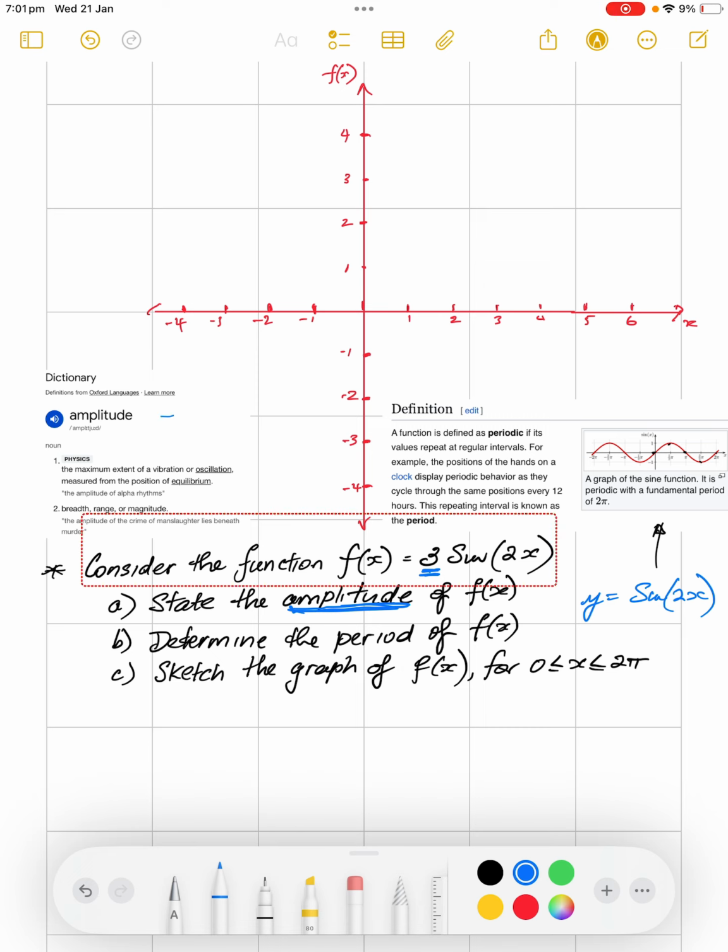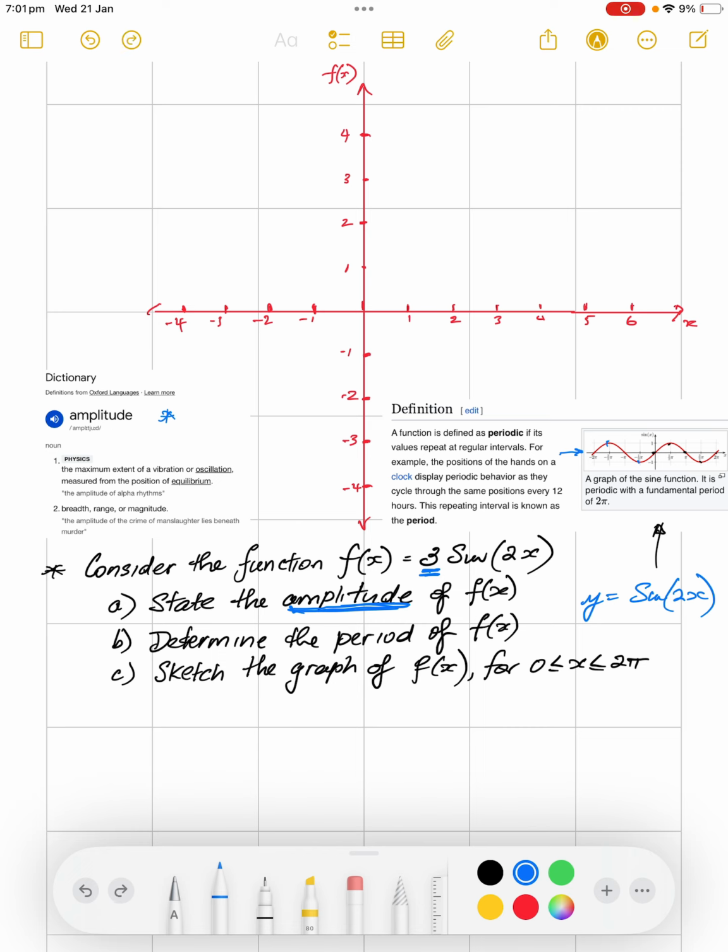Here the definition of amplitude says the maximum extent of a vibration or oscillation measured from the position of equilibrium. Equilibrium is like the middle, and then it goes up to a value of 1, and it goes down to a value of -1. So it's up 1, down 1, up 1, down 1. So the amplitude for this graph over here is 1, and there is no number, but that is a 1.